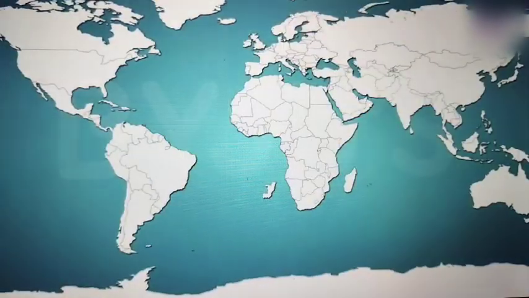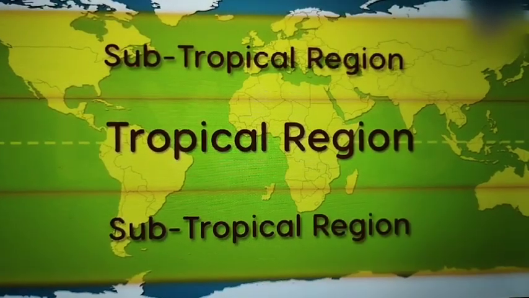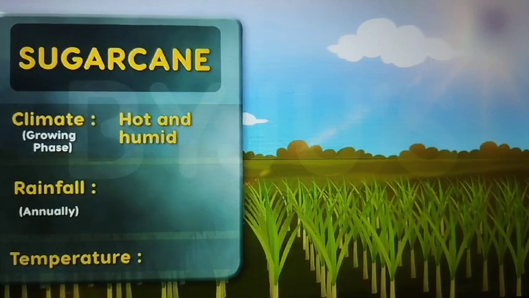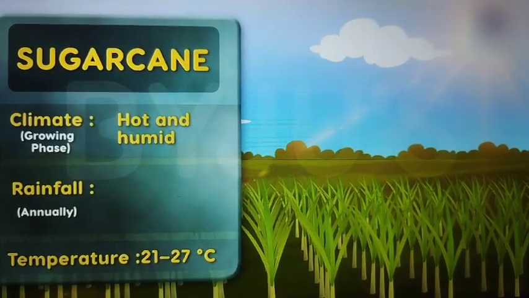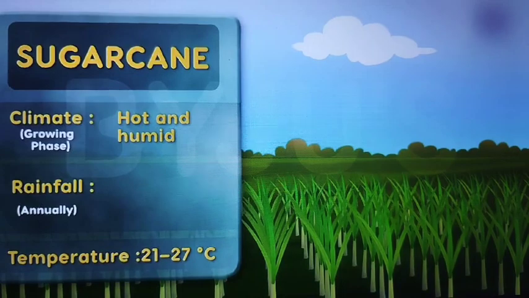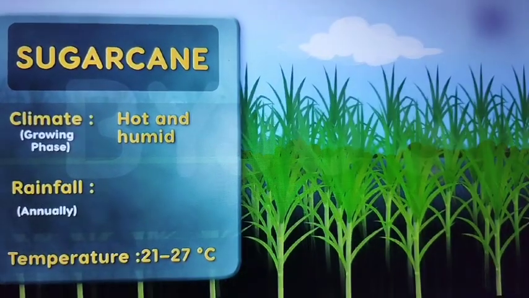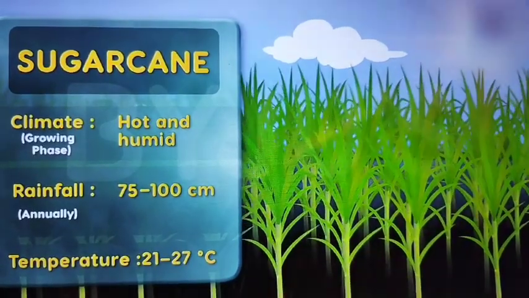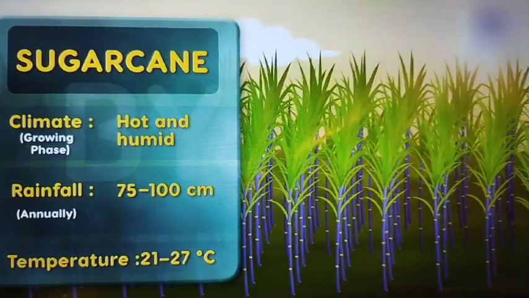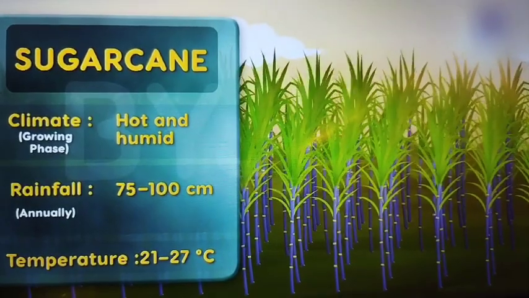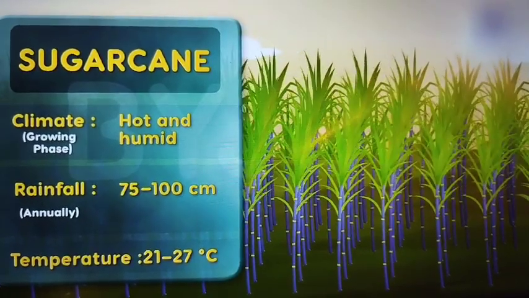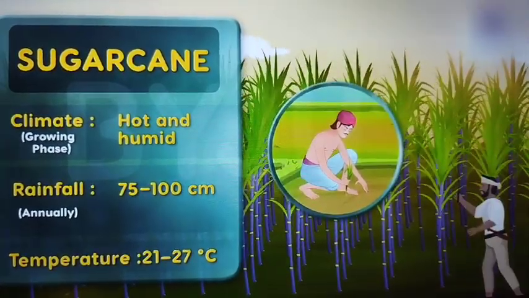Sugarcane is usually grown as a plantation crop. It grows in tropical and subtropical regions as it requires a hot and humid climate with temperatures between 21 degrees Celsius and 27 degrees Celsius. The crop requires rainfall between 75 centimeters and 100 centimeters, or it relies on irrigation where rainfall is low. It can be grown on a variety of soils and requires manual labor from sowing to harvesting.